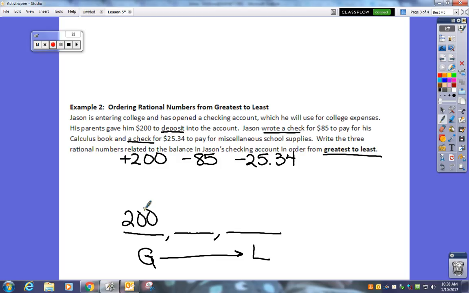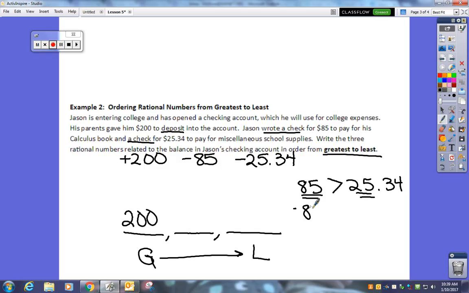In comparing the two negatives, I'm going to do the same method I did before, where I write them as positives to the side. I'm going to look at the whole number piece of the numbers. 85 is just a whole number. So 85 and 25 are obviously different. As positives, 85 is greater than 25.